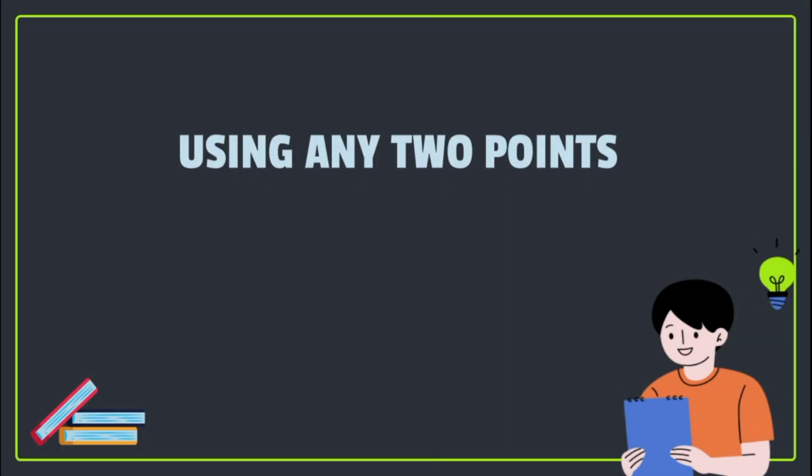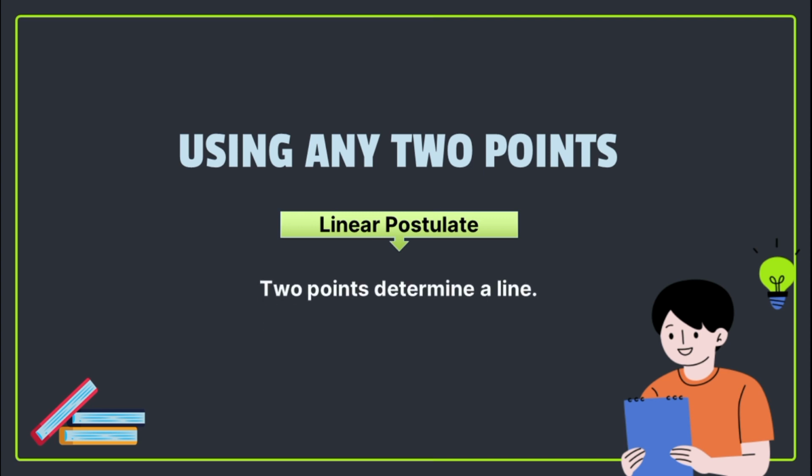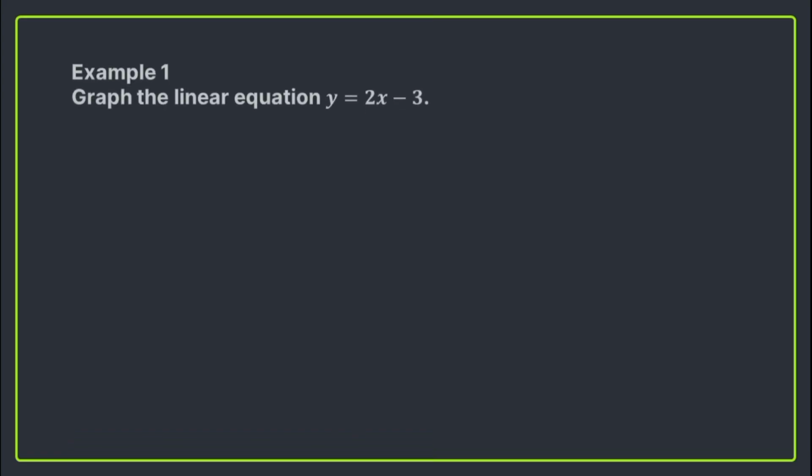Let us start with the first method. It is using any 2 points. Remember that 2 points are enough to draw the graph of a linear equation. This is because of line postulate, where it states that 2 points determine a line. Let us have an example.